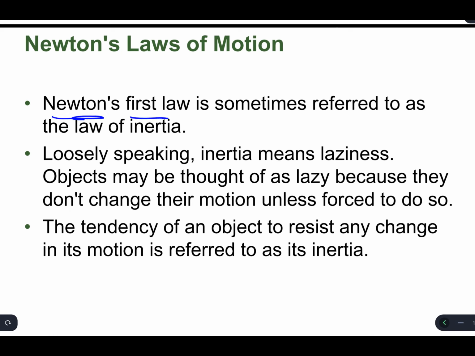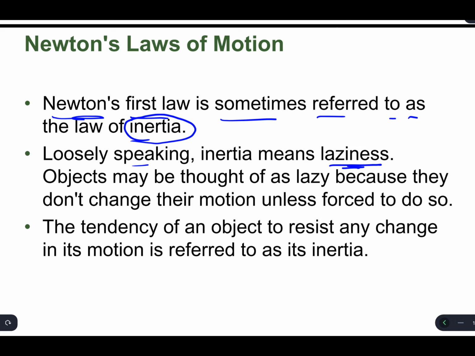Newton's first law is sometimes referred to as the law of inertia. What do we mean by inertia? The tendency of an object to resist any change in its state of motion. The object likes to stay in its state of motion. If it is at rest, it likes to stay at rest. If it is in motion, it likes to continue moving. Loosely speaking, inertia means laziness.